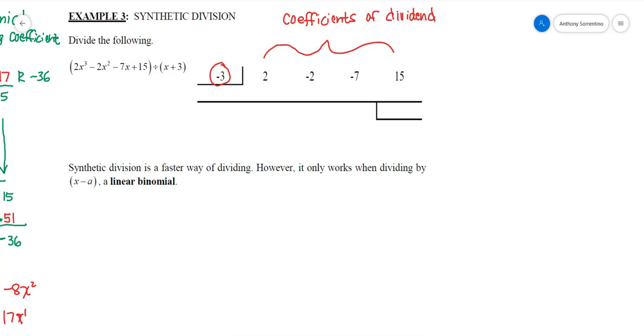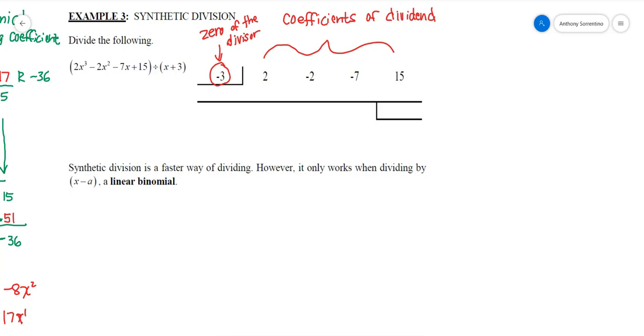This number is the 0 of the divisor. Since x plus 3 is the expression, I got to think, well, what number would make that a 0? Well, negative 3 would. So that's what goes here.